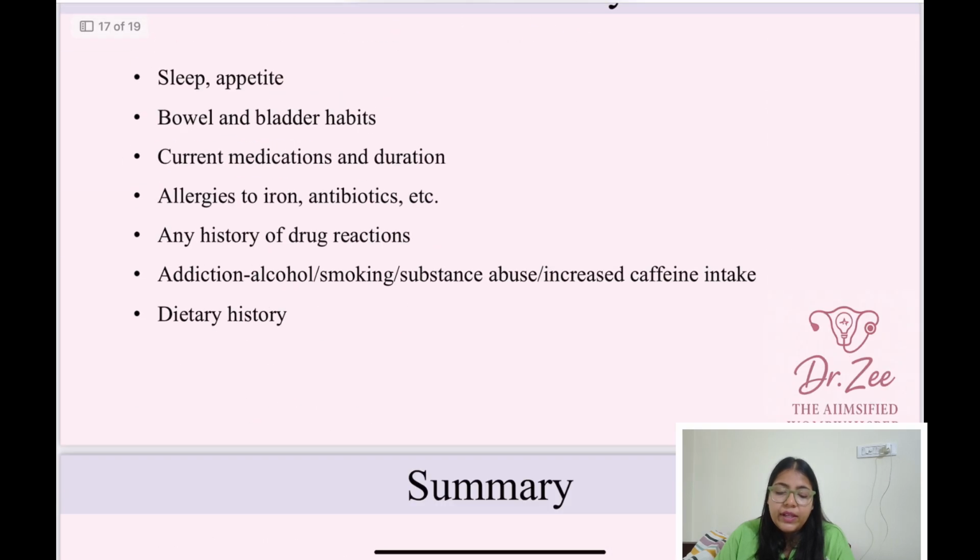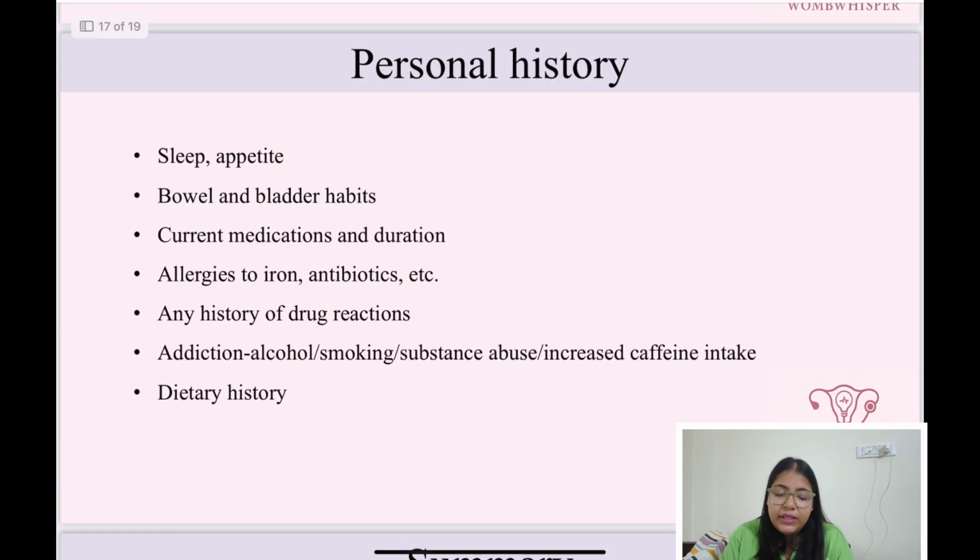In personal history, like in medicine and surgery, sleep, appetite, bowel and bladder habits, if she is taking any current medication and for how long she has been taking the medication, if any allergy to iron, because sometimes patients may have allergic reaction to iron, so you should be asking about any allergy to any kind of drugs or dust or anything, or any kind of food.